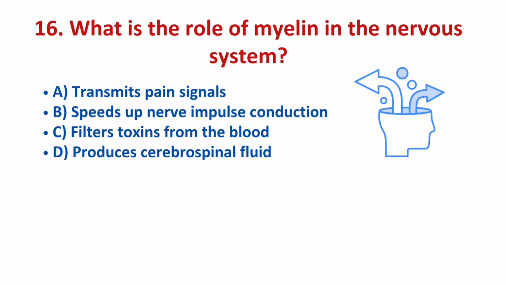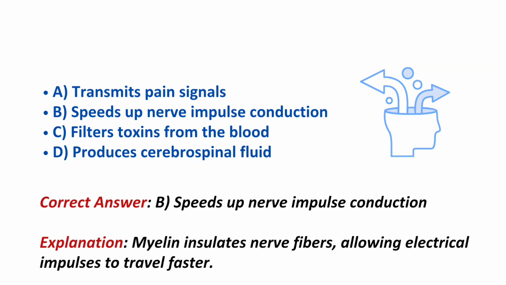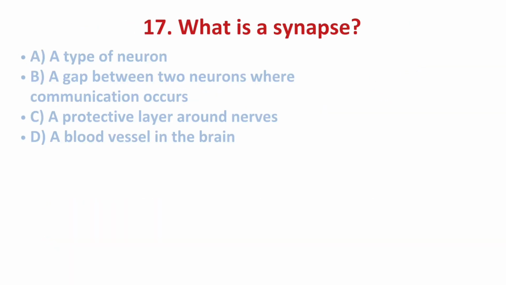Question number 16. What is the role of myelin in the nervous system? Options are transmit pain signals, speed up nerve impulse conduction, filter toxins from the blood, and produces cerebrospinal fluid. The correct answer is option B, speed up nerve impulse conduction. Myelin insulates the nerve fiber, allowing the electrical impulses to travel faster. So the correct answer is option B, myelin speeds up impulse conduction.